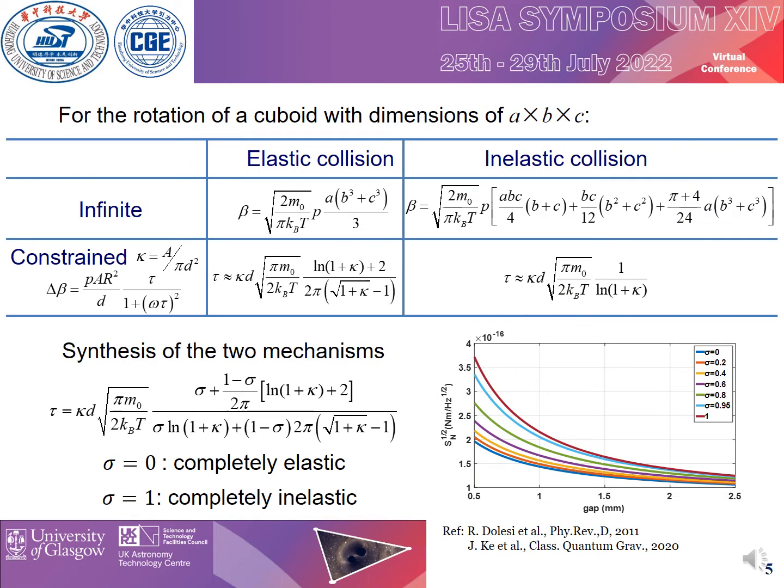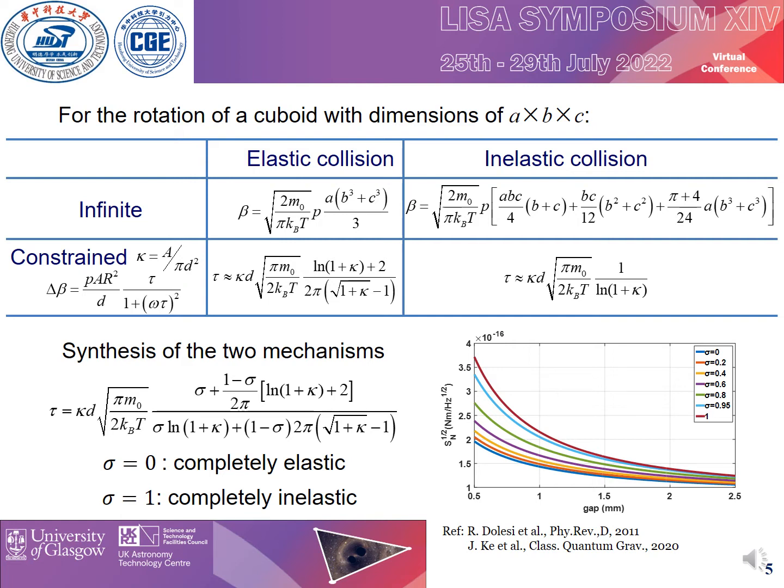For the rotation of a cuboid test mass, the expressions of the damping coefficients in different cases are quite different. The first line shows the damping expression in infinite volume. The second line shows the actual damping in constant volume. We believe that the real process should contain both the elastic collision and the inelastic collision. So we synthesized these two mechanisms and obtained the modified relaxation time tau with a thermal accommodation coefficient sigma introduced.